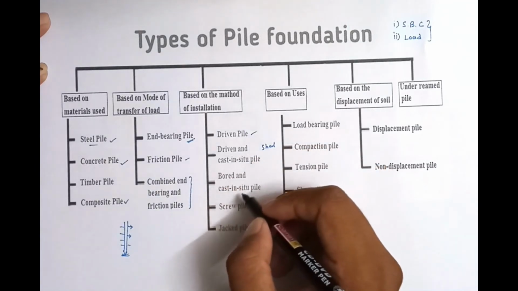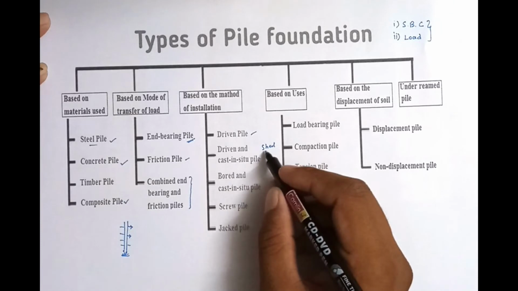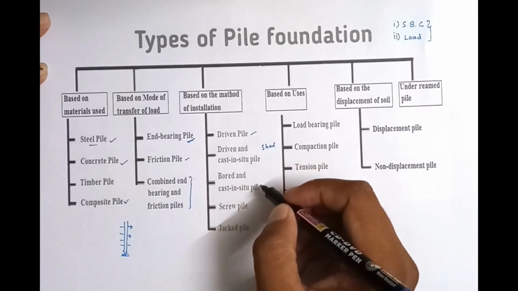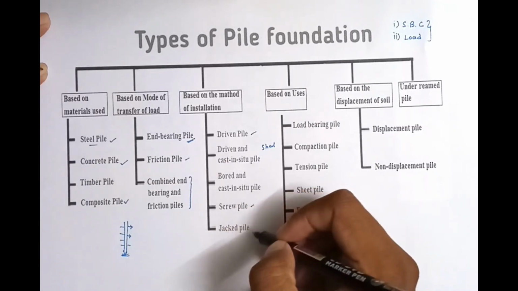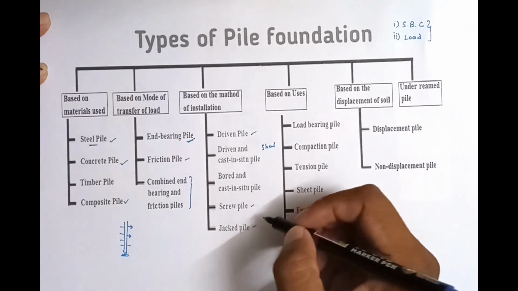Next is bored and cast in-situ piles. Here we bore the hole into the soil, and after that we pour the concrete into it. Next is the screw pile. Whenever the structure has very little load, we go for screw piles. And in jacked piles, we push the piles into the soil.